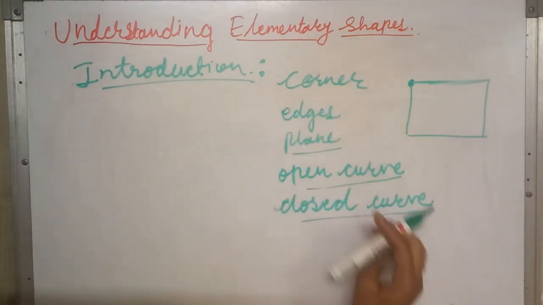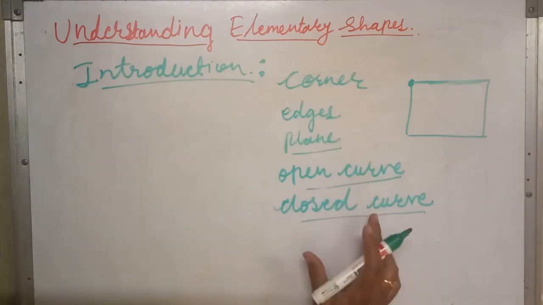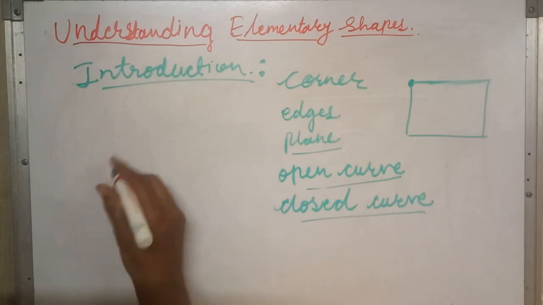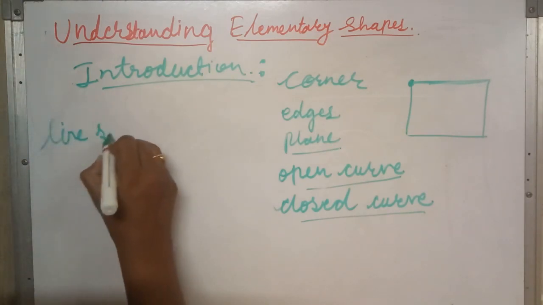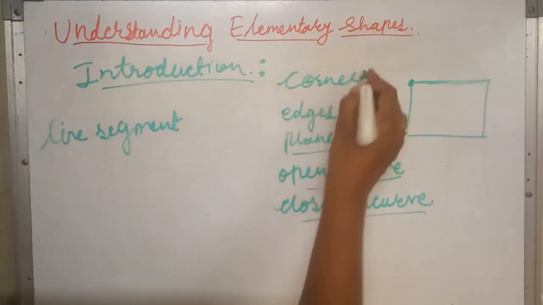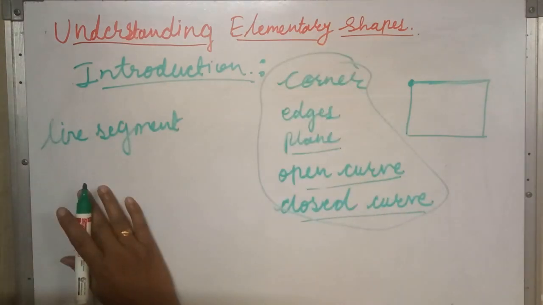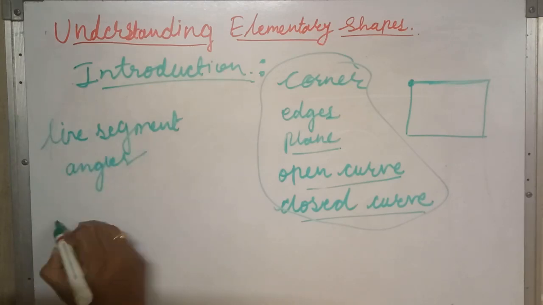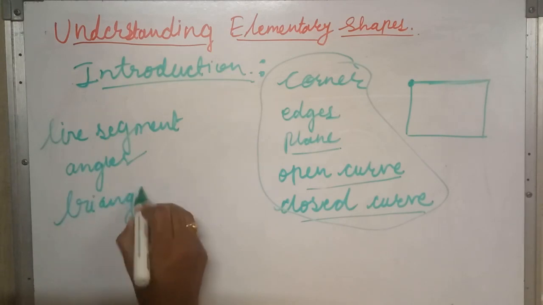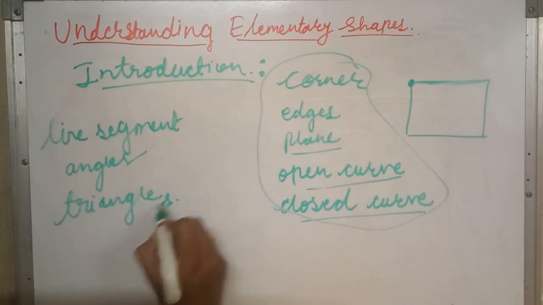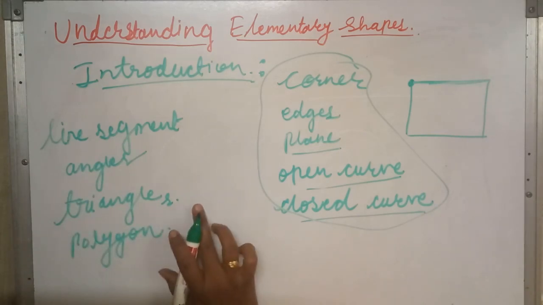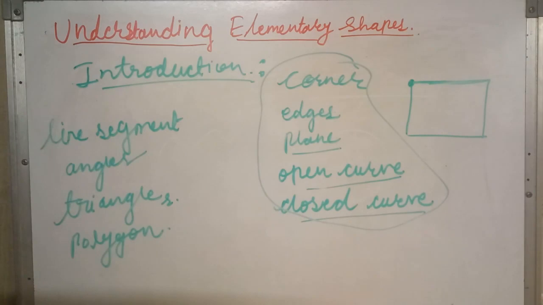We organize all these shapes to form a diagram. Which one? Line segment. By using all these aspects, we'll see line segment, angles, triangles, polygon. Polygon means more than 3 lines, or any shape which is made up of line segments is called a polygon. And circle.